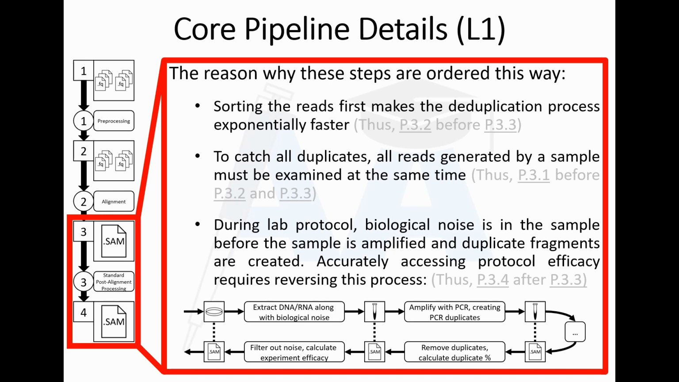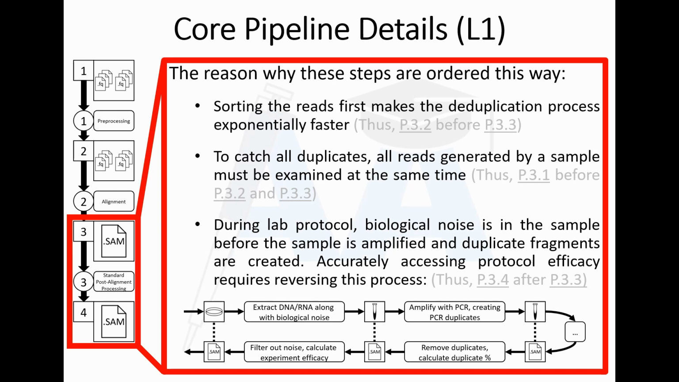It is because during sample prep for NGS, the data is extracted first before being amplified by PCR. Biological noise is present either before extraction or as a result of extraction, and that noise is amplified unevenly by PCR. Therefore, to calculate the true experiment efficacy, the data must first be deduplicated. Of course, doing these steps in a different order will almost never cause a significant difference in the resulting data metrics.